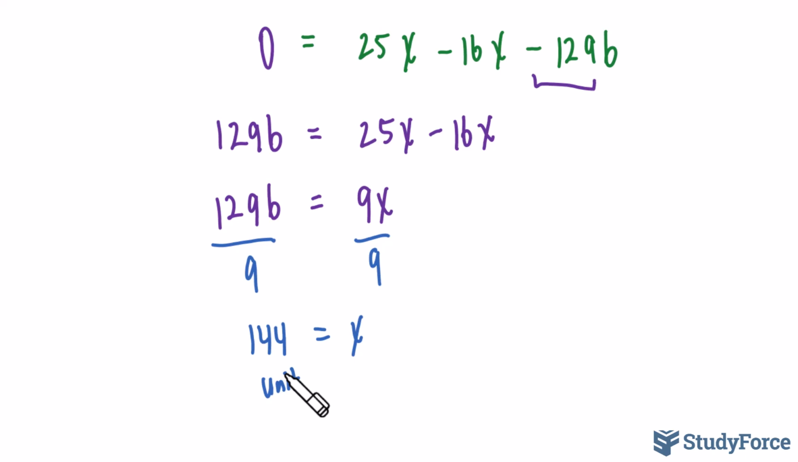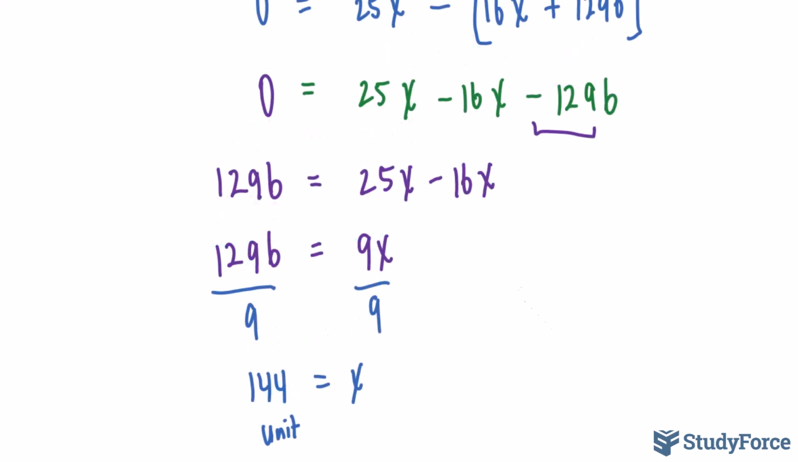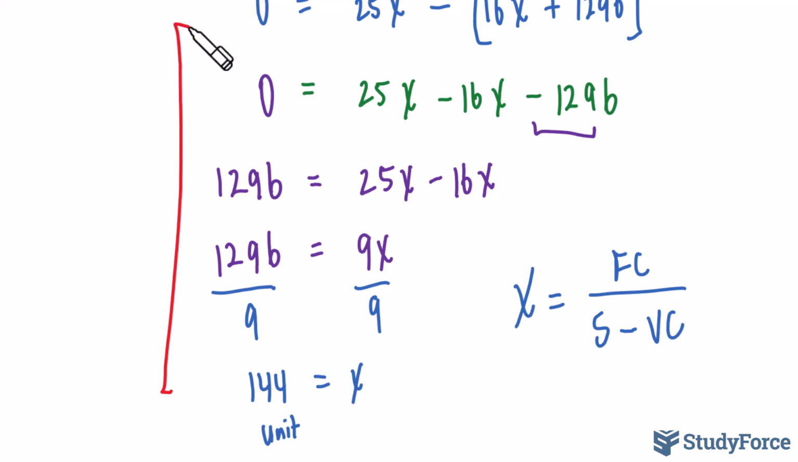Now, if you don't want to isolate for X all the time, you're more than welcome to remember the following formula, where your break even, or the number of units you need to break even, is equal to your fixed cost divided by your sale price per unit take away your variable cost. Essentially, if you memorize this formula, it replaces having to do all this algebra. But of course, memorizing is never a fun thing, so you're more than welcome to use either strategy.